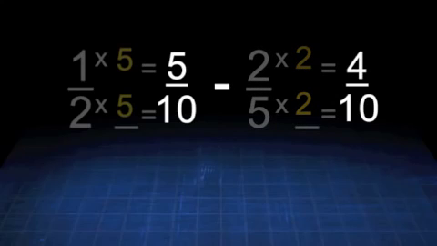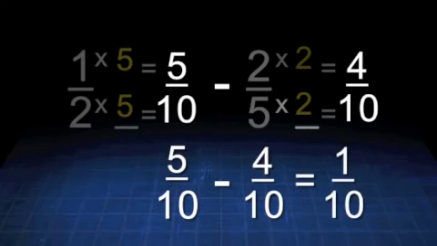Now because both denominators are equal, we can subtract. 5/10 minus 4/10 equals 1/10.